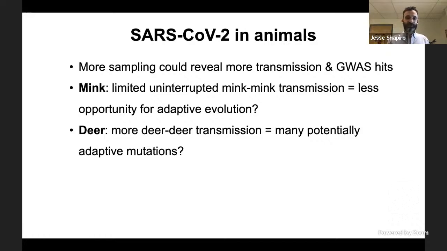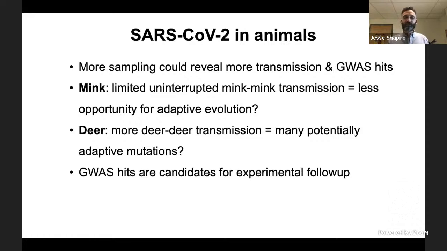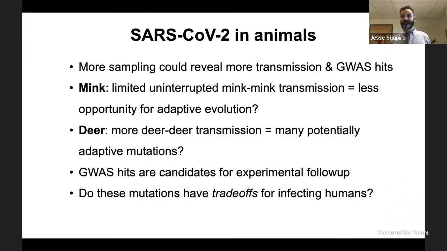These are both hypotheses because, of course, these GWAS hits are statistical associations with each of these animals, and they're candidates for experimental follow-up. So we really don't know why, in most cases, these mutations are associated with deer. Are they adaptive? Do they have trade-offs for infecting humans? So this is also really interesting.